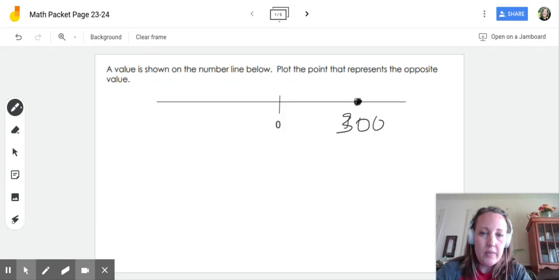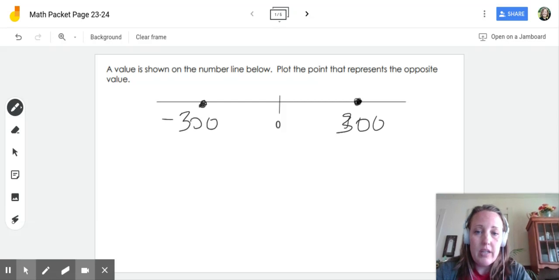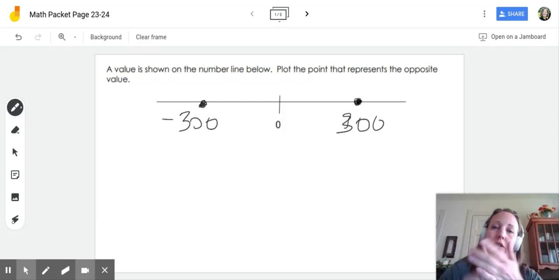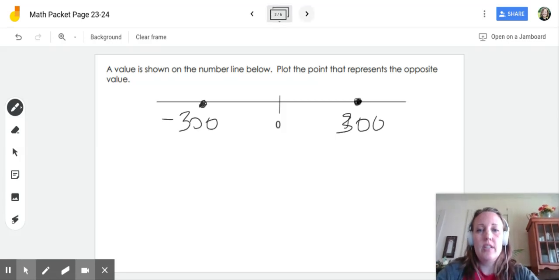So whatever I do, I'm going to make sure my point that is the opposite value is equidistant, meaning it's the same distance to the left of the 0 as it is to the right, and that must be negative 300. Okay, you can choose anything you want. Make sure it's equidistant from 0 and that it's the opposite sign, so it's a negative value. Okay, all right, let's go to the next point.